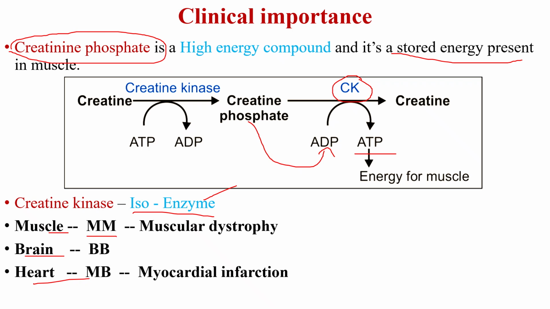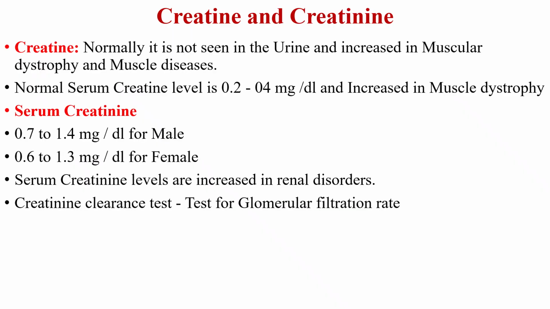That is, it is elevated in a clinical condition called muscular dystrophy. And CK-MB is elevated in a clinical condition called myocardial infarction. So that is about the creatine kinase. Next, what is the importance of creatinine? Normally it is not seen in the urine, and it is increased in muscular dystrophy. Dystrophy means the muscle is not developing properly, a muscle disease.